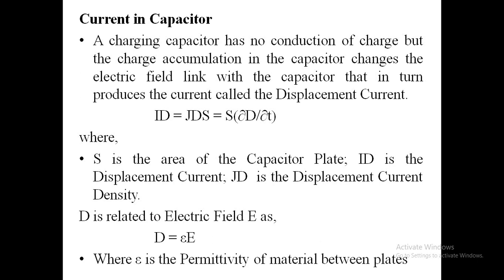And here we can relate I_D as S times dou D by dou t, where D is the electric displacement field. It's related to the electric field as D is equal to epsilon E, where epsilon is the permittivity of the material between the plates in the capacitor.